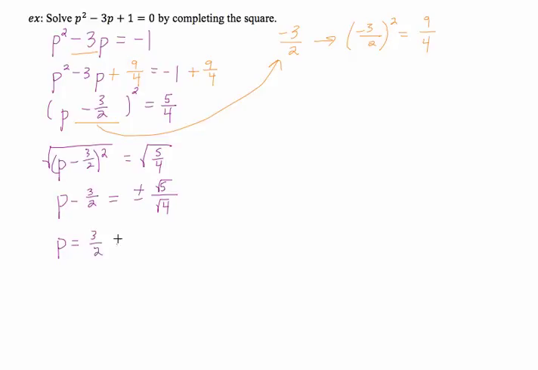So we get 3/2 plus or minus radical 5/2. And you can leave it like that, or since they both have a denominator of 2, you could also write it as 3 plus or minus radical 5 all over 2. Either way is good. So there's another example of completing the square, and again you can check your answers by plugging them into the original equation and they should both work.